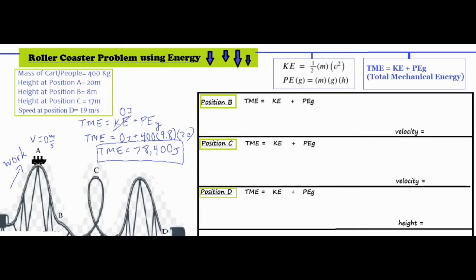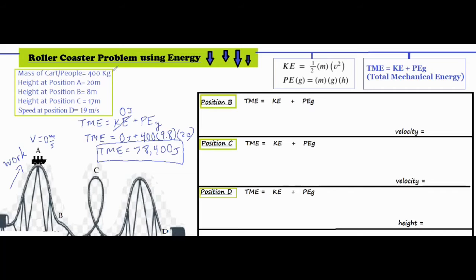Alright, I've gone ahead and solved for the total mechanical energy of 78,400 joules. So we know it's the sum of the kinetic and the potential energy, and for our first hill, it's pretty safe to assume that it has an instantaneous velocity of 0 meters per second. Therefore, if I plug in that 0 into my kinetic energy formula, I end up with a kinetic energy of 0 joules. So all we have to do is plug in our three values for our gravitational potential energy to find our total mechanical energy.